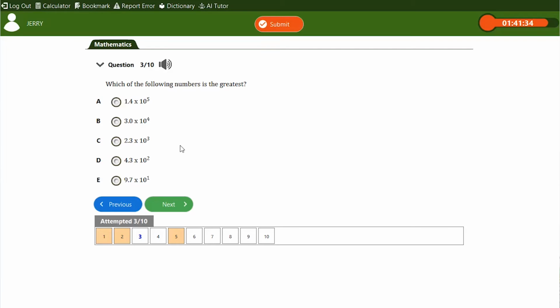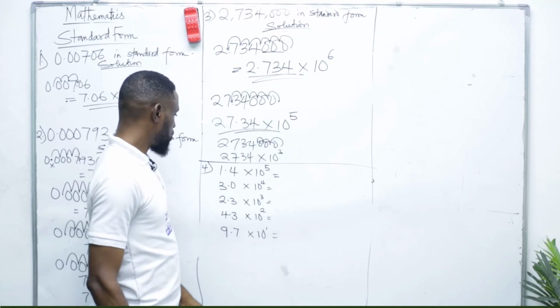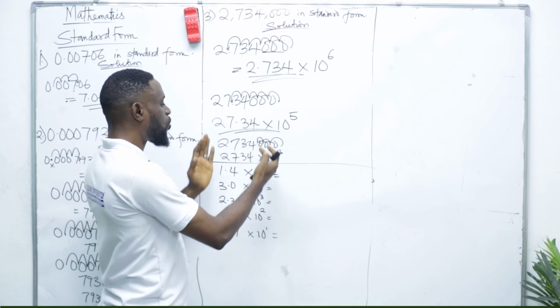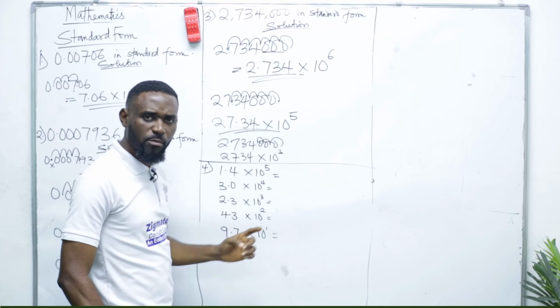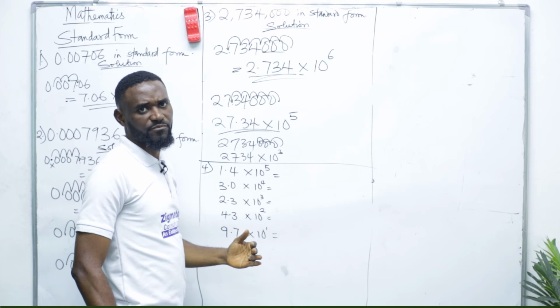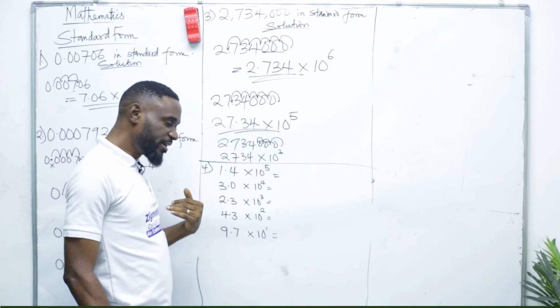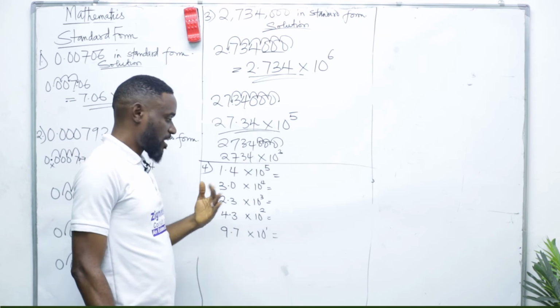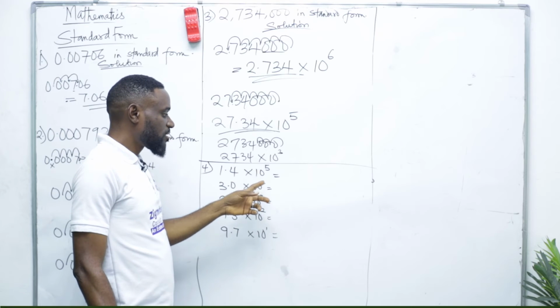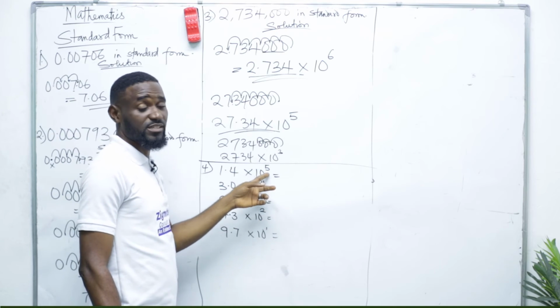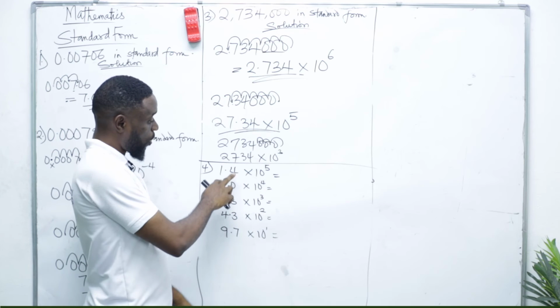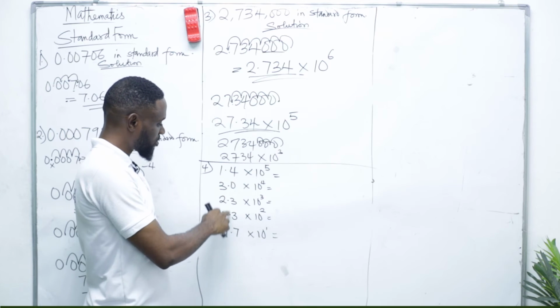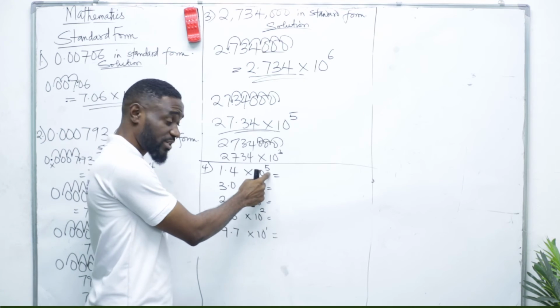9.7 is 10 raised to the power 1, or just 10, okay? But 10 raised to the power, let's see. We want to know which of these numbers is the greatest. Like I've said, for me, because of this power that is bigger than all of them, this should be the highest, because they are all in the same decimal point, in one decimal place. So this should be the highest.